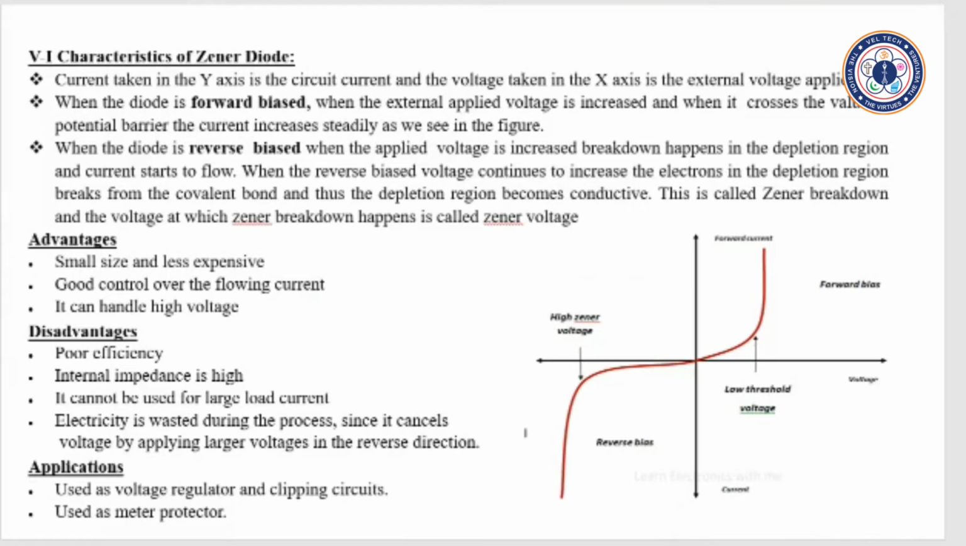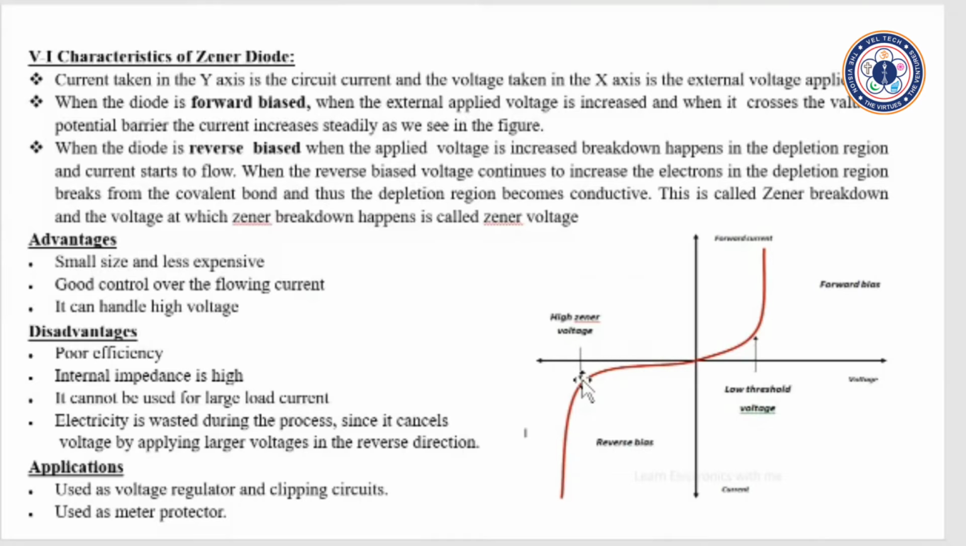VI characteristics of the Zener diode. Here you see, this is the voltage and this is the current. When I give the forward bias voltage, once it reaches the threshold voltage, the current increases steadily. When I give the reverse bias voltage, initially some leakage current will flow. Once it attains the Zener voltage, the current increases steadily.